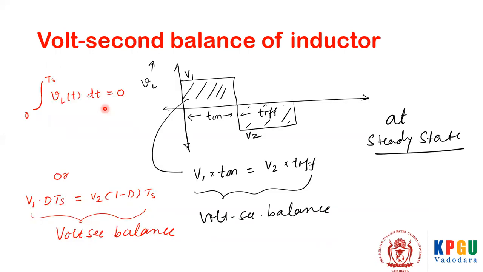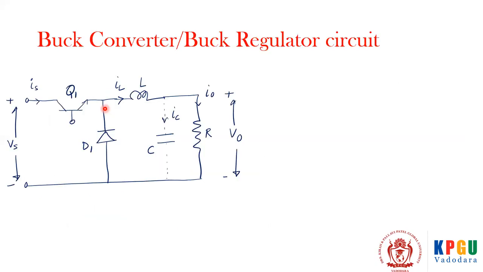So now what is this? This is the volt second balance. So these two areas over one time period are going to be equal, and that is the principle which we are going to use. So now the buck converter circuit.